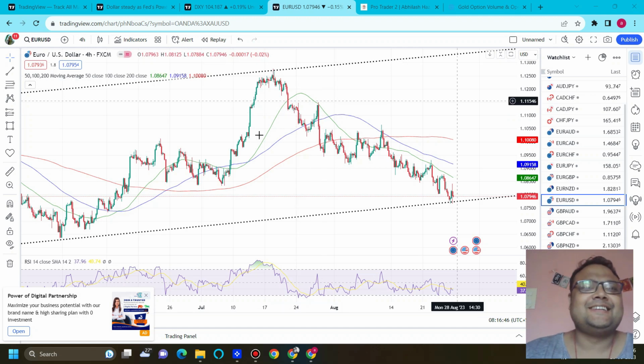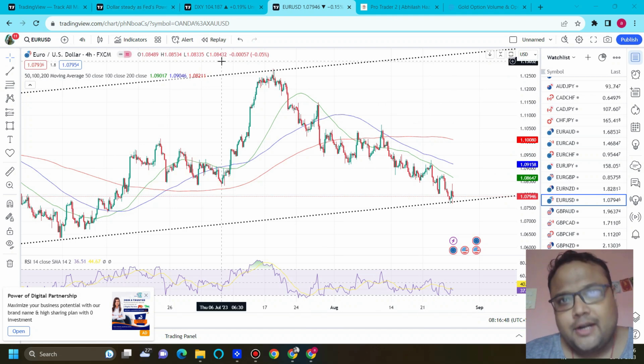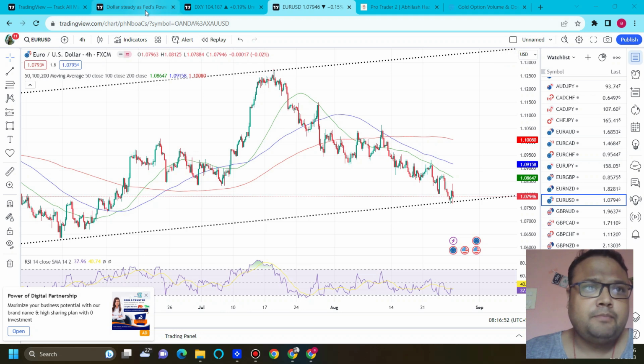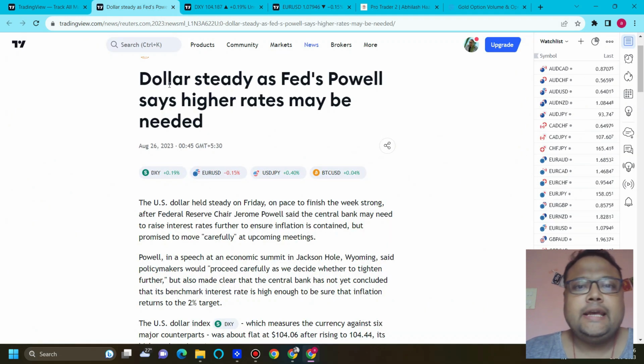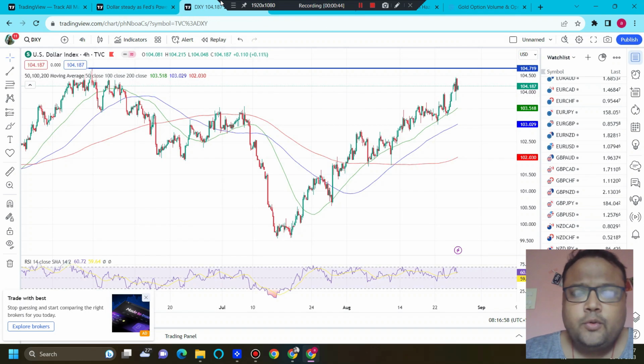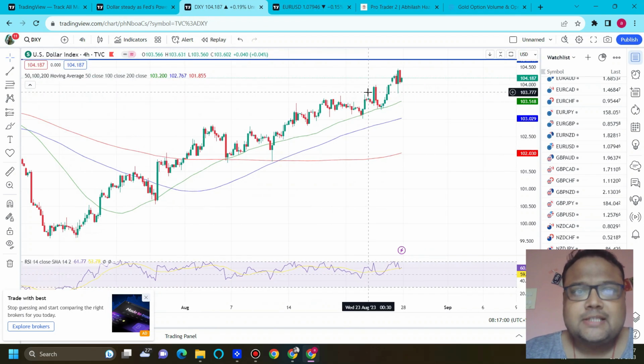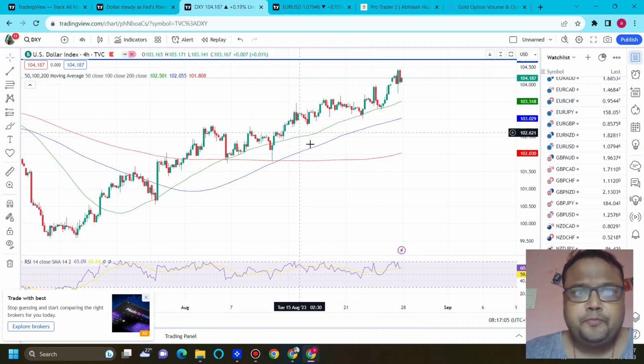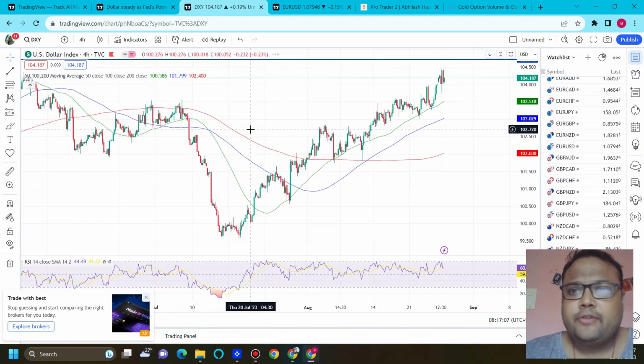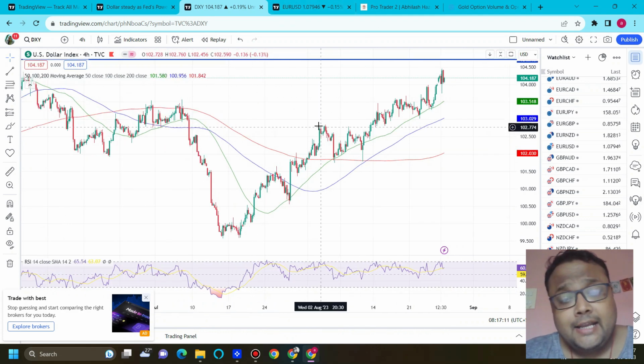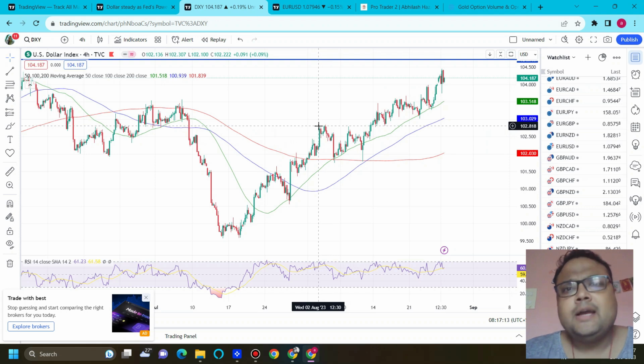First of all, the market was volatile as expected after the speech of Federal Reserve Chairman Jerome Powell. You can see here: dollar steady as Fed's Powell says higher rates may be needed. The dollar index, DXY, is showing a clear uptrend. We can see a beautiful trend reversal on DXY right now, and both fundamentally and technically DXY is bullish. As a result, you need to plan your trades accordingly.